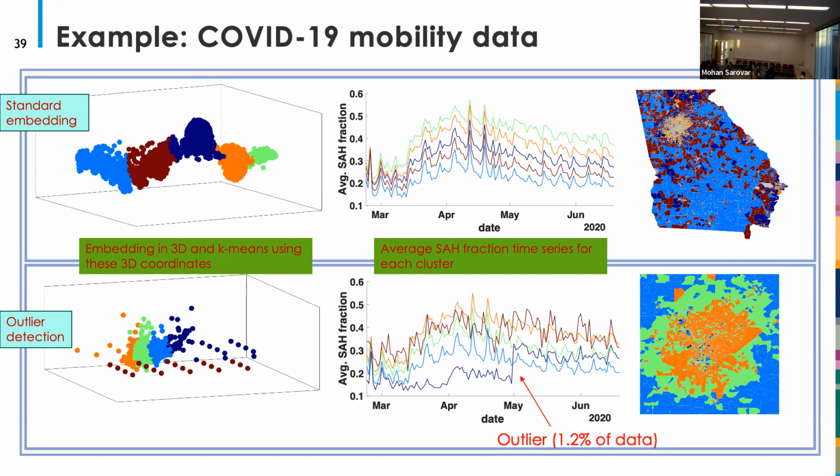And this is what I want to emphasize. This is a tiny outlier. It's 1.2% of the data. I think it's like 80 CBGs out of 5,500. Actually, less than. And it's kind of amazing that you can pick up this outlier.